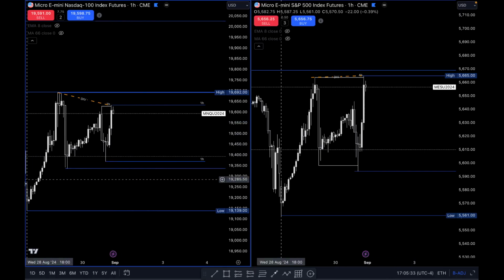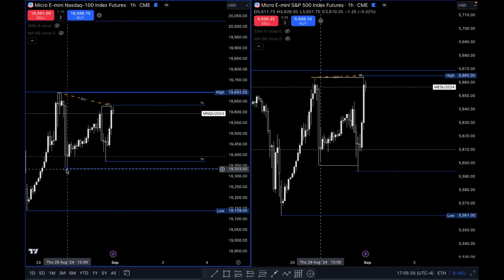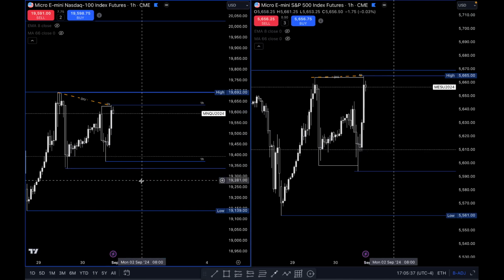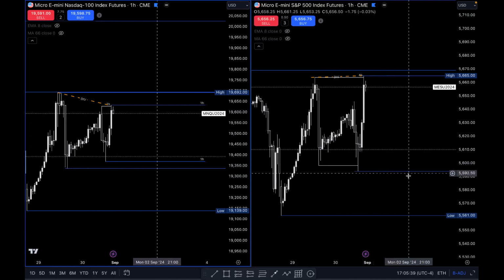That's mainly it. Looking at the low, it was taken as well. The low was taken on ES but not on NQ.